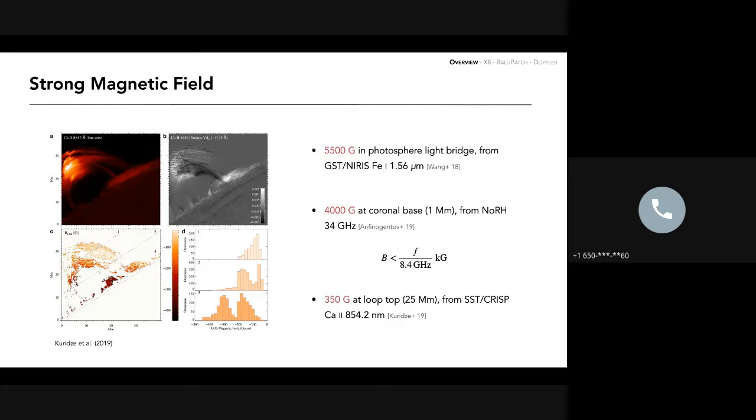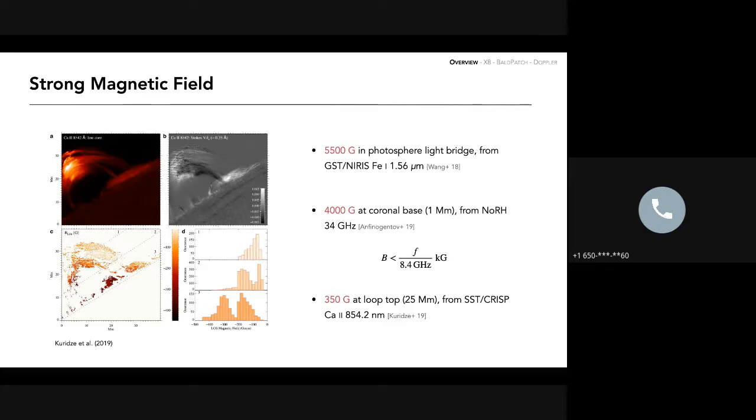Another interesting observation is shown on the left, and that is the post-reconnection loop after the X8 class flare. What you see here is the calcium II 8542 line observed on the limb. You can see that it's actually very bright in emission right now. And looking at the Stokes V, using just a weak field approximation, you can estimate the line of sight magnetic field.